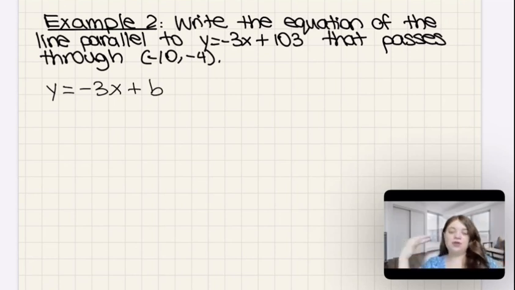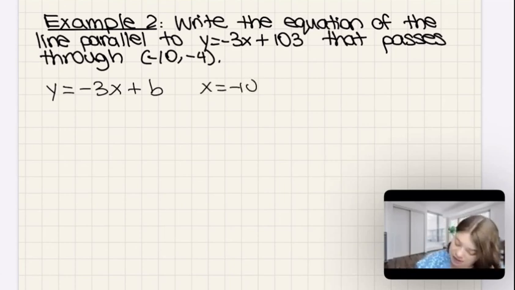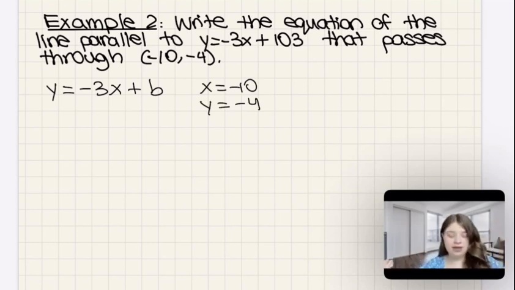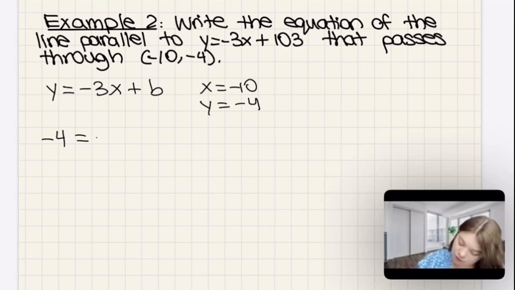If the slope of our parallel line is negative 3, the slope of our new line must also be negative 3. And then since it passes through (negative 10, negative 4), we're going to get x is equal to negative 10, y is equal to negative 4, and we're going to solve for b in order to be able to write the full equation. So therefore, negative 4 is equal to negative 3 times negative 10 plus b. That means negative 4 is equal to 30 plus b, right?